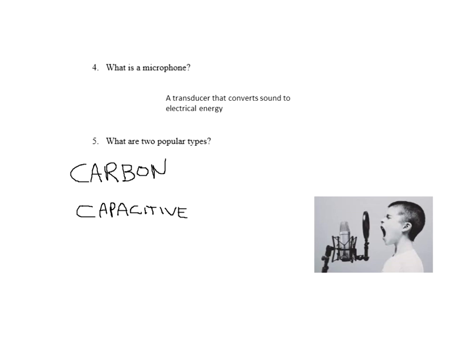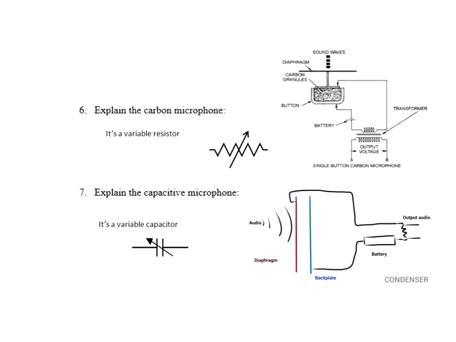Now, an old word for capacitor is what? An old word for capacitor is condenser. That's an old word for capacitor. So sometimes you'll hear these microphones called condenser microphones. So carbon microphone and capacitive microphone. How do they work? Well, let's talk about this carbon microphone first.